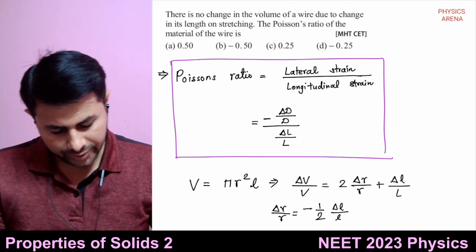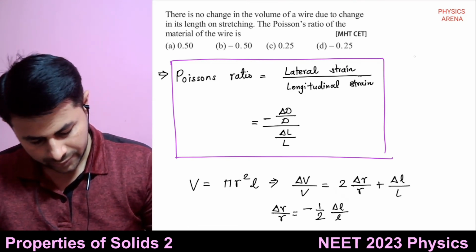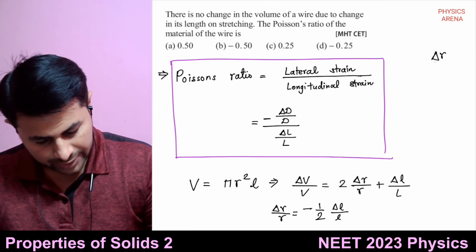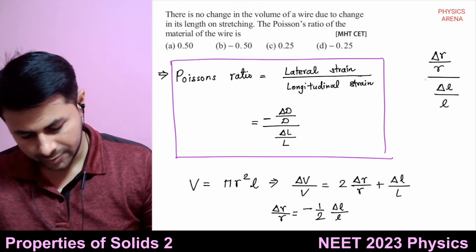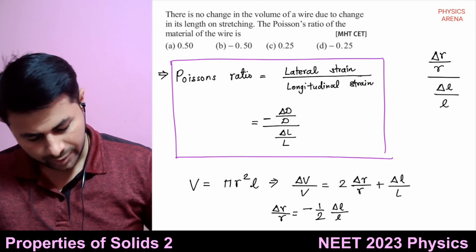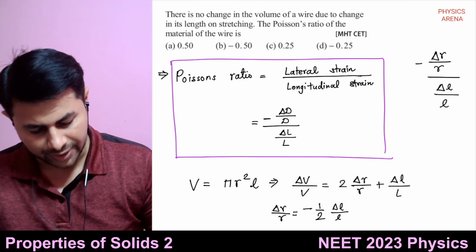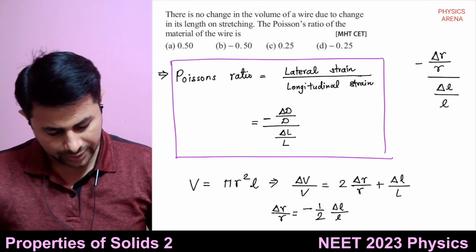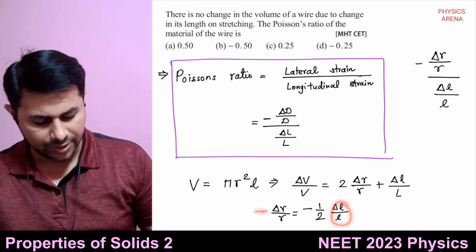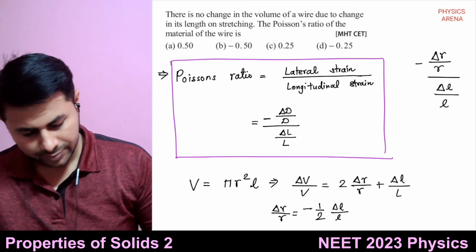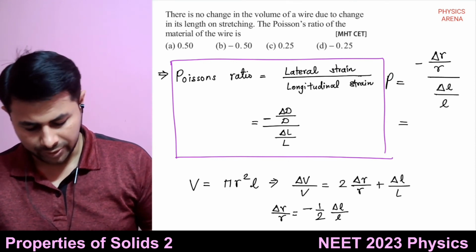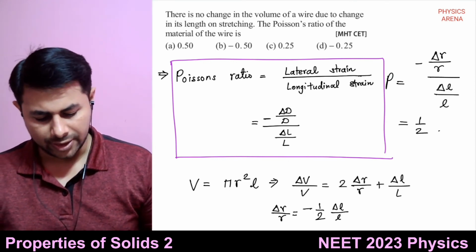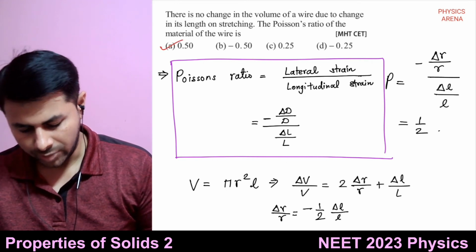And what do you want? You want delta r upon r divided by delta L upon L. Okay, and you want it with negative sign also. So if you take that negative sign here, delta L upon L in denominator, you get half. So Poisson's ratio is equal to this thing. It is half. That is 0.5. Option A.